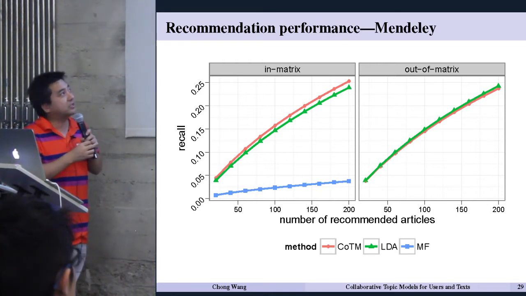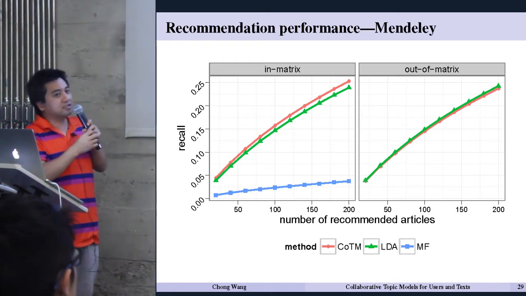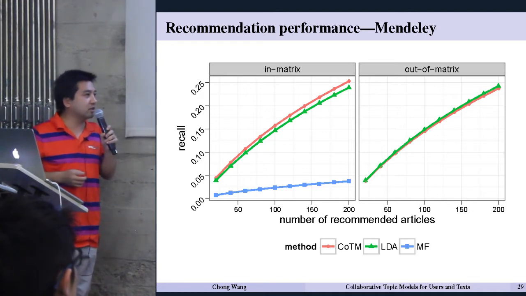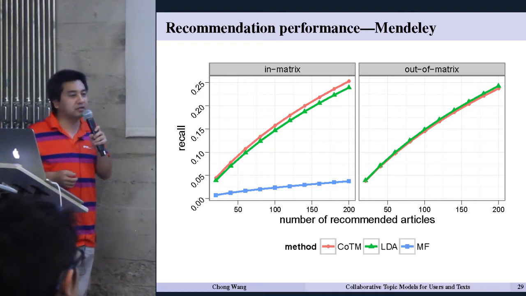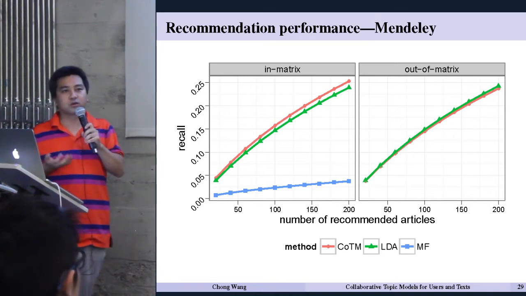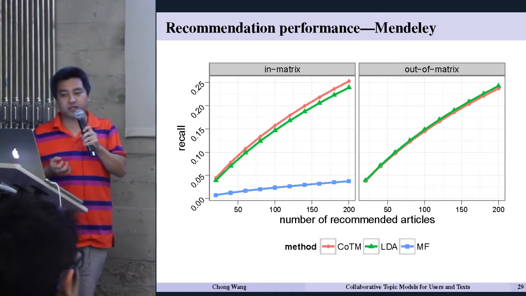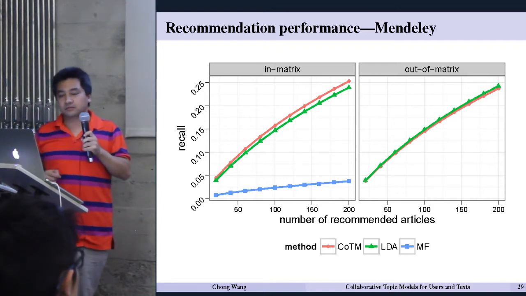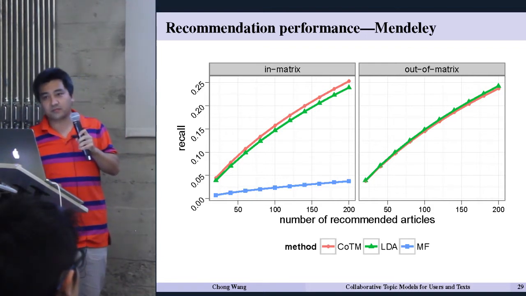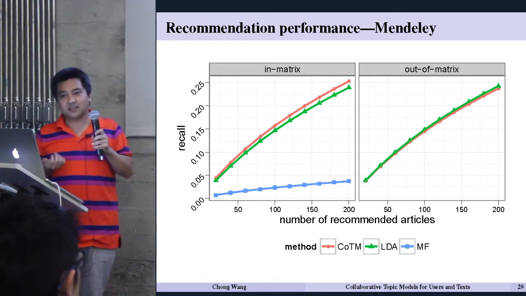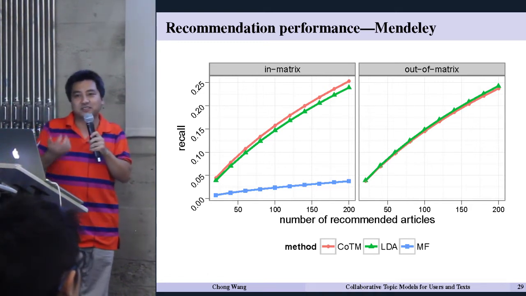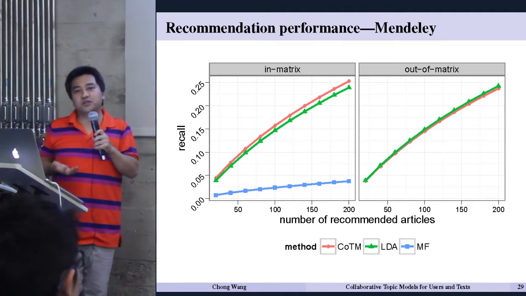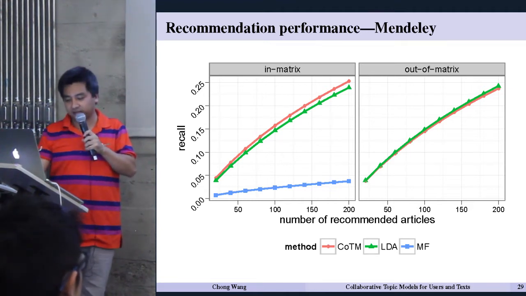So the reason is that in this Mendeley data there are just so many documents in the data set, but the user information is actually kind of sparse. So it relies more on textual information to make a recommendation. That outer matrix set is roughly the same as LDA, which is why it's using the same methodology. That's right. It's almost exactly the same, because you don't use your user information in that setting.